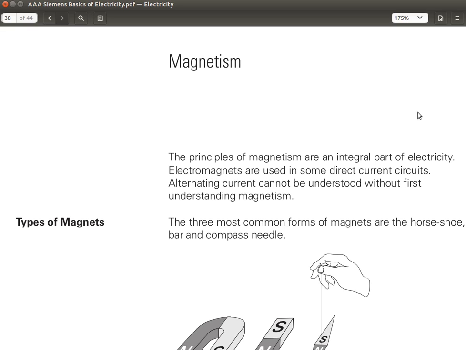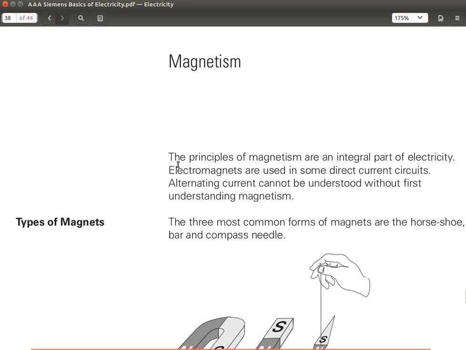Then when the rotor spins, these two magnetic lines of flux between the rotor and the stator field cut each other and induce a voltage. So magnetism is very important when it comes to electricity: the use of electricity in the motor, and the generation of electricity in the generator.